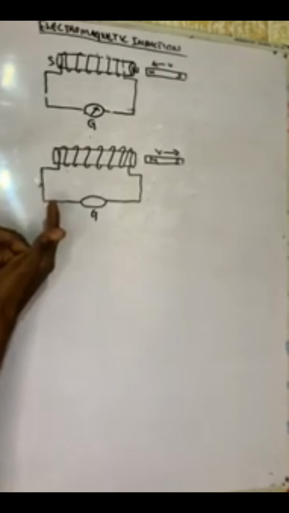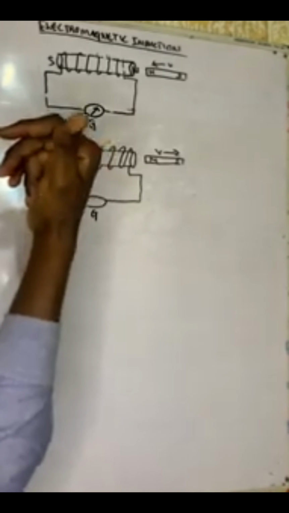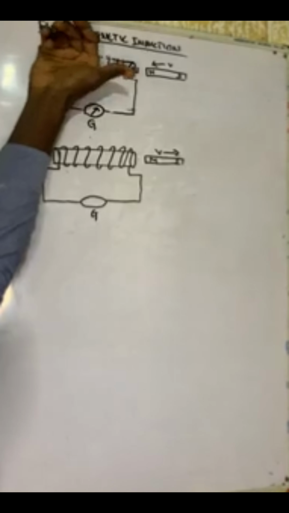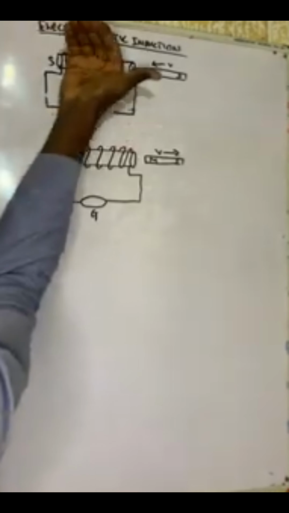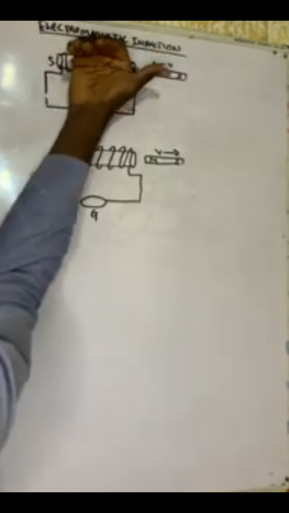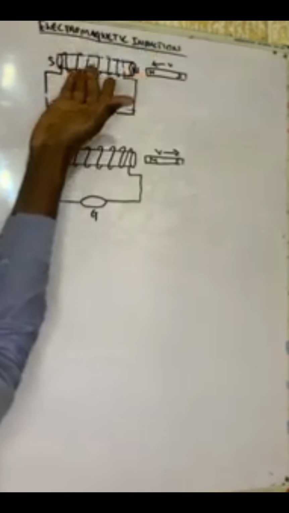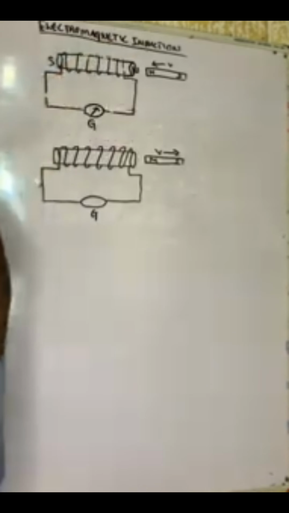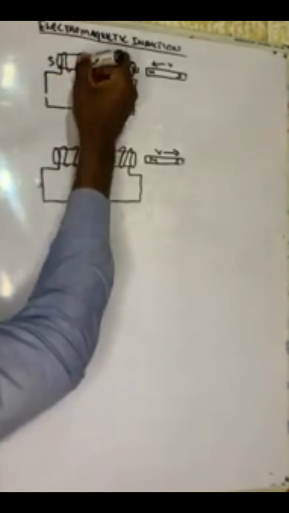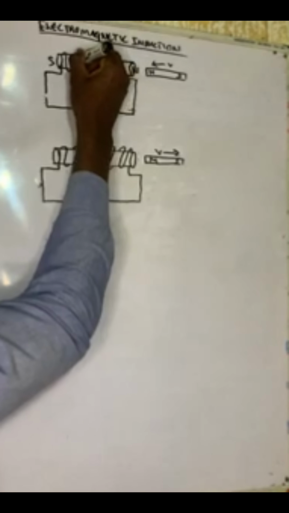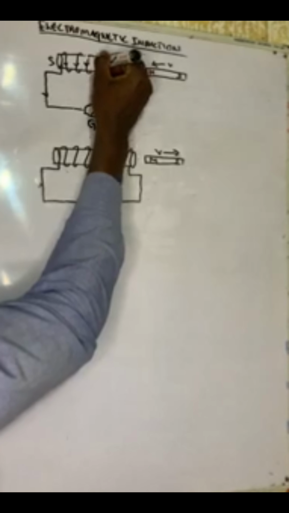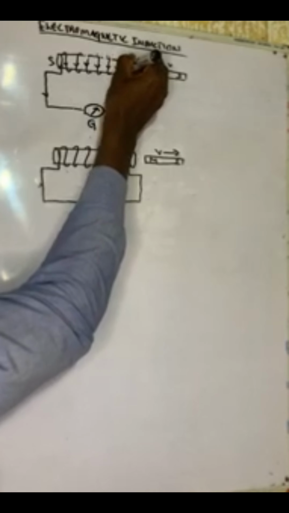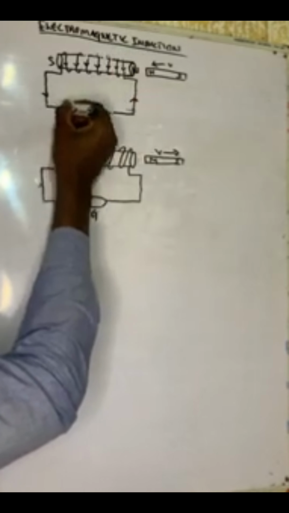So for this case, we locate our thumb on the north pole of the magnetized solenoid, and then we coil our hand inwards. We realize the induced current will be flowing towards this direction. So current will be flowing this way, and that will cause the deflection in the galvanometer.